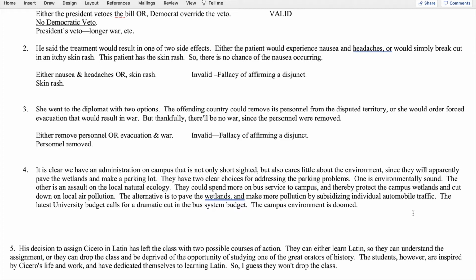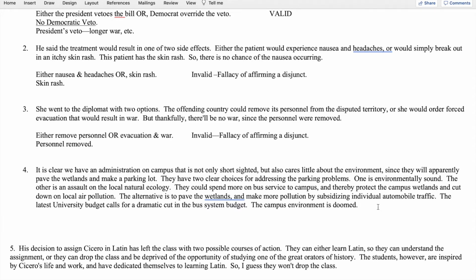They could spend more on bus service to campus and thereby protect the campus wetlands and cut down on local air pollution. The alternative is to pave the wetlands and make more pollution by subsidizing individual automobile traffic. The latest university budget calls for a dramatic cut in the bus system budget. Therefore, the campus environment is doomed.